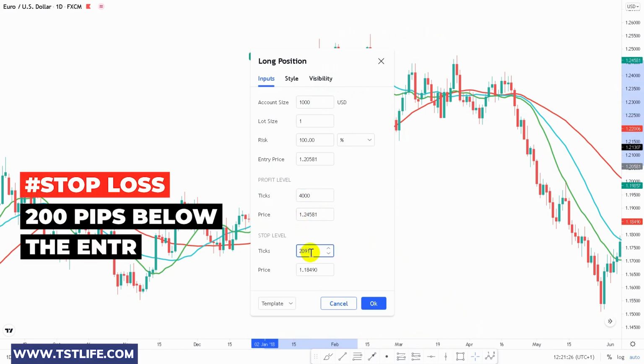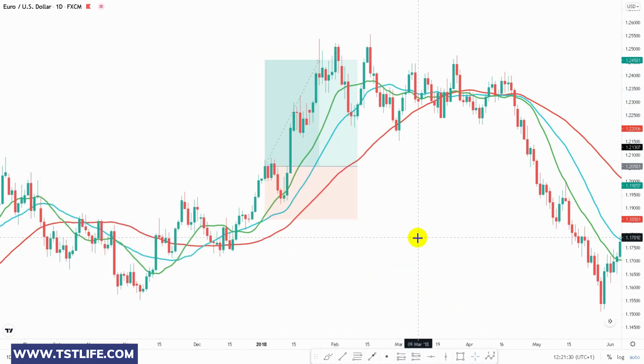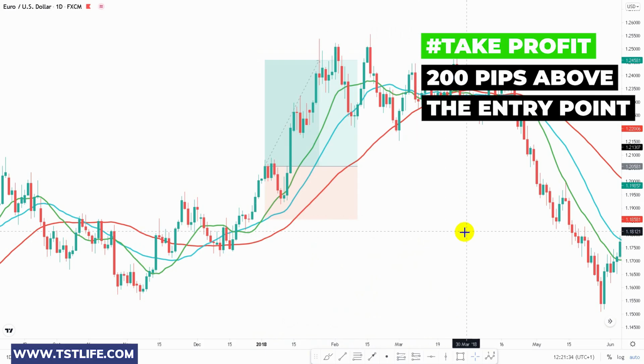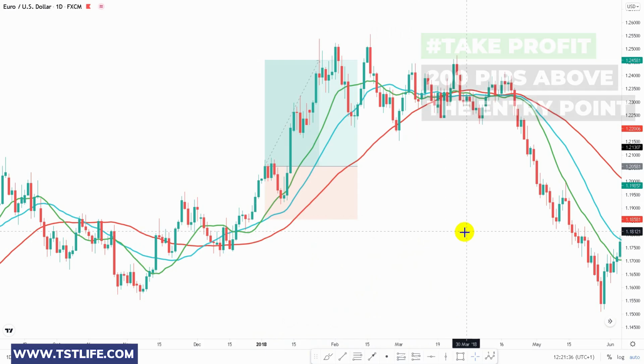Feel free to leave any questions you might have in the comment section. We are going to position our stop loss at 200 pips below the entry point, and the take profit will be 400 pips. That's a massive 1-to-2 risk to reward ratio.